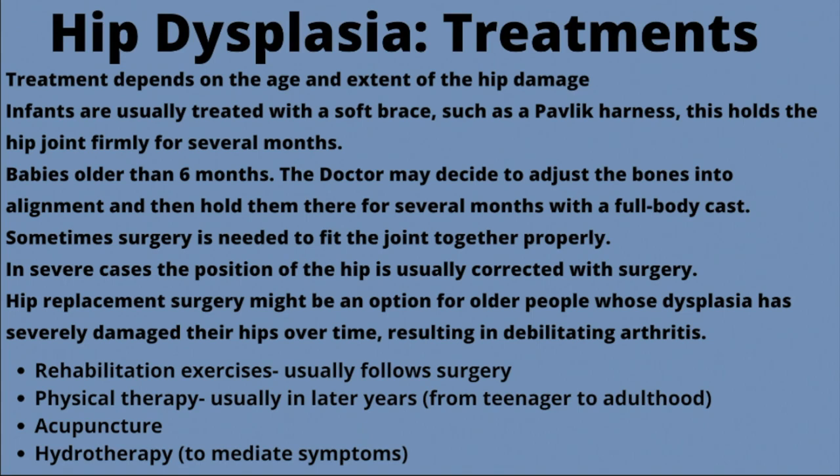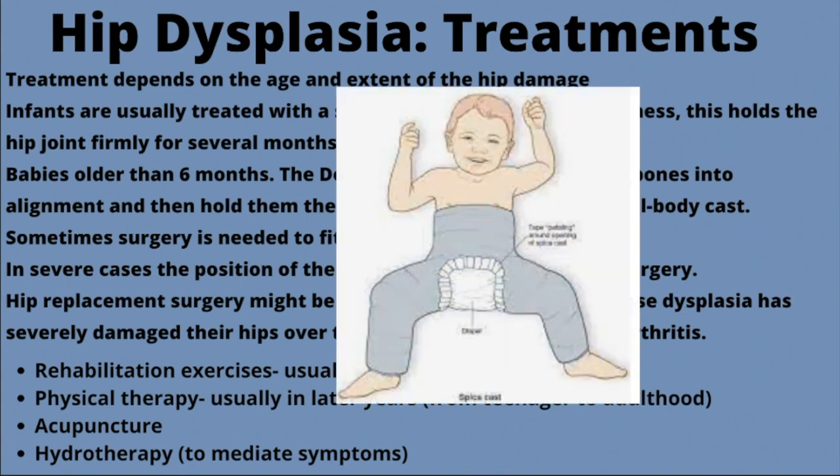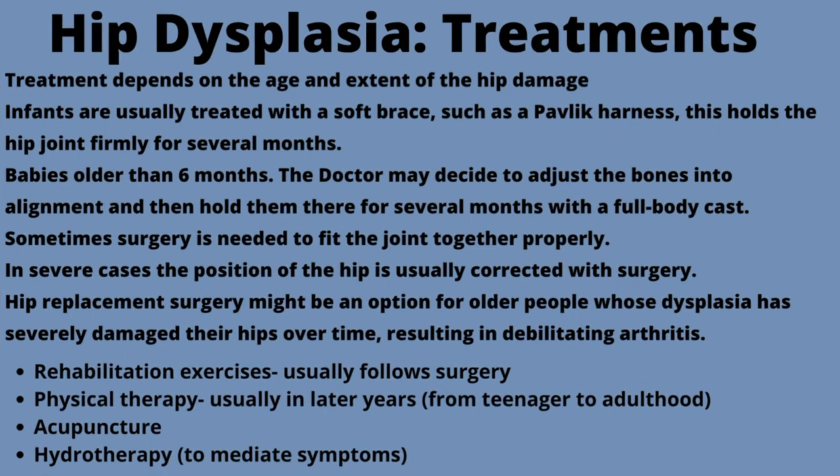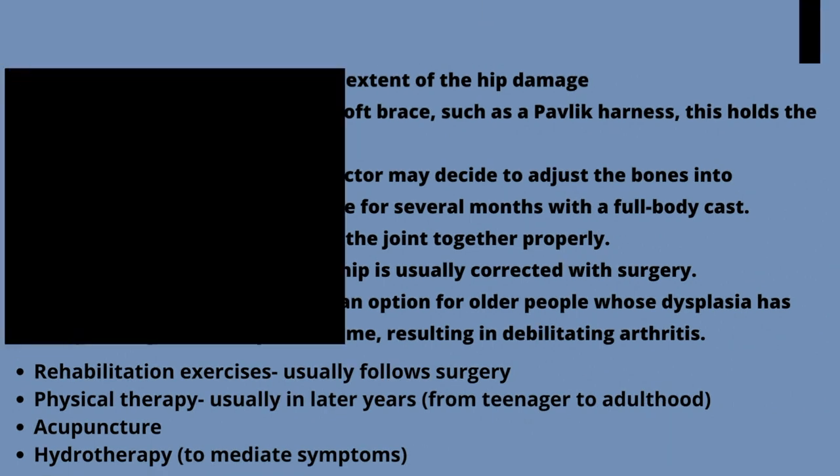Treatments for hip dysplasia differ. If the dysplasia was picked up at birth, usually a soft brace will do the job. Or if it is picked up after about 6 months, usually there is a hard brace that can also help the child to develop a proper hip joint. And during the teenage years or early adulthood, usually surgery is the treatment modality, as well as rehabilitation exercise, physical therapy, acupuncture or hydrotherapy to modulate the symptoms. Now we move on to hip fracture.